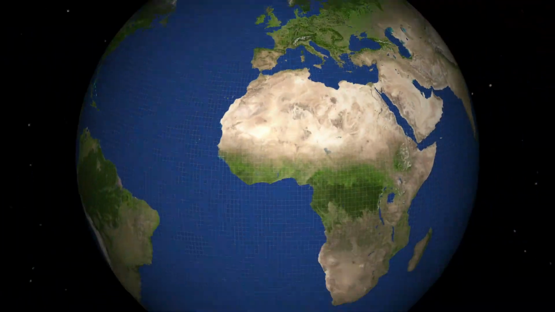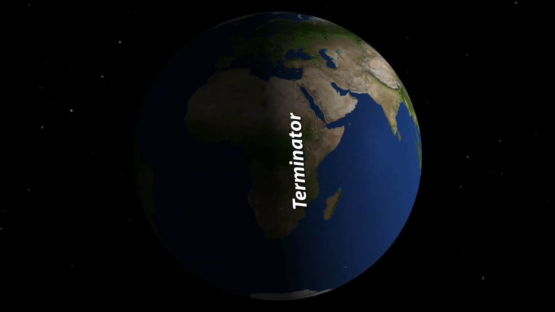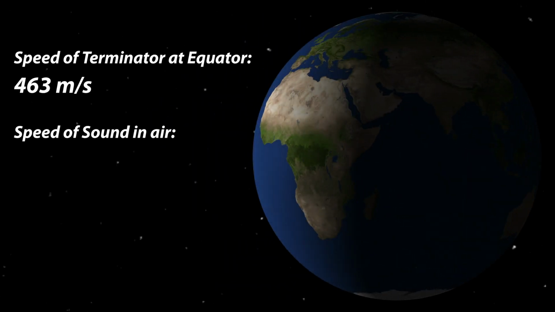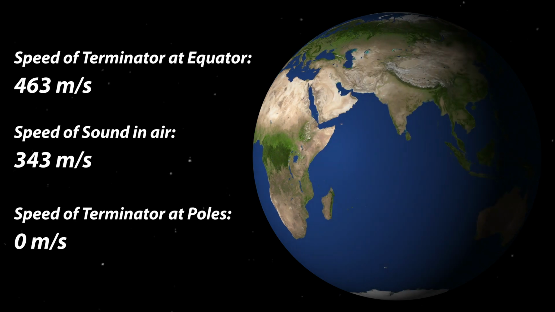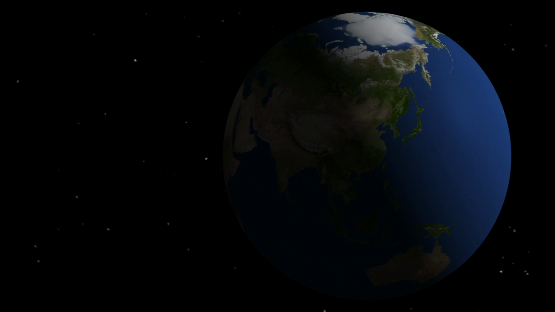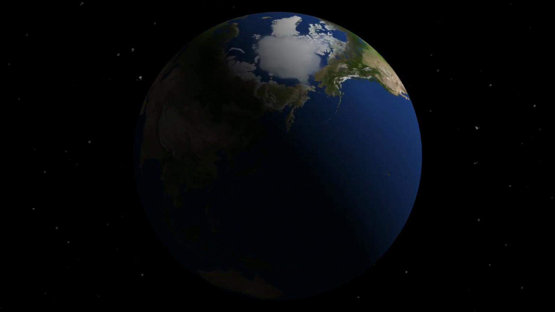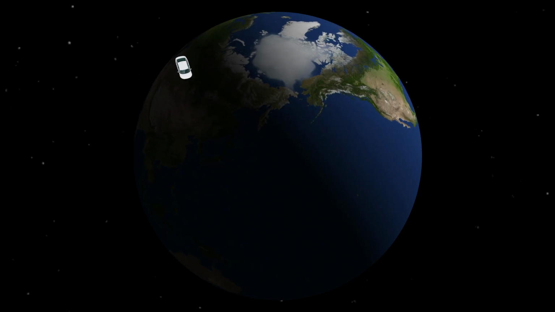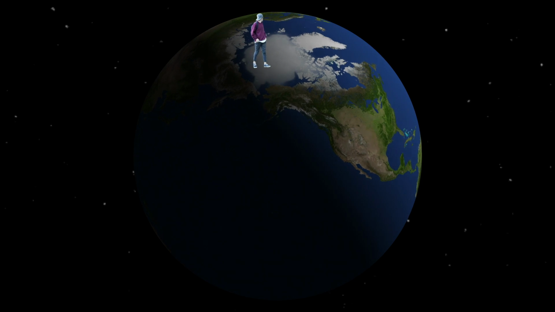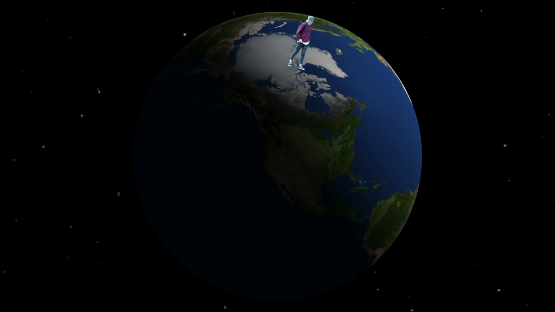Time for a fun fact. A moving line that divides the daylit side and the dark night side of a planetary body is called a terminator. At the equator, the terminator moves at approximately 463 meters per second, whereas the speed of the terminator reaches zero at the poles. Supersonic aircraft are the only aircraft able to overtake the maximum speed of the terminator at the equator. However, slower vehicles can overtake the terminator at higher latitudes, and it is possible to walk faster than the terminator at the poles, near the equinoxes.